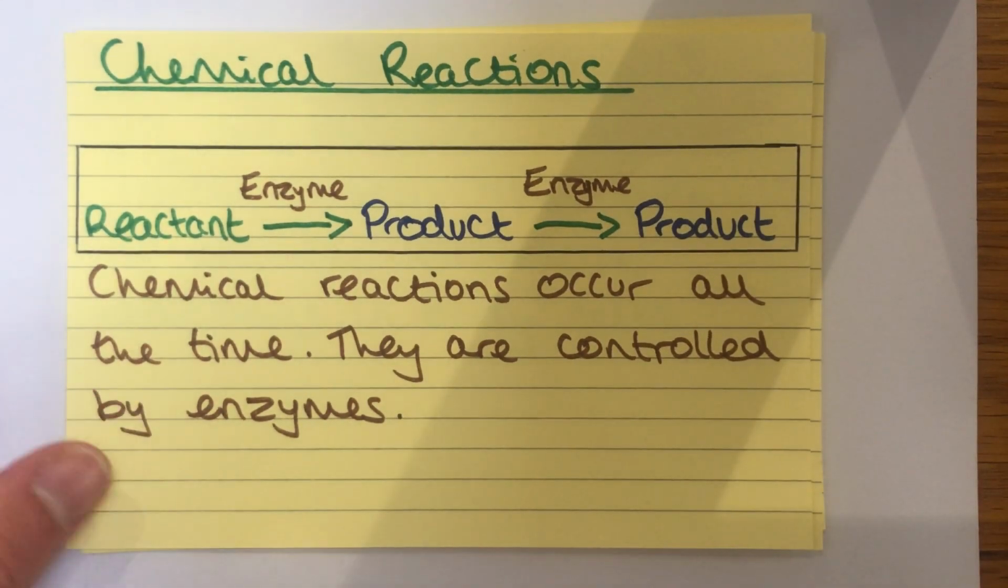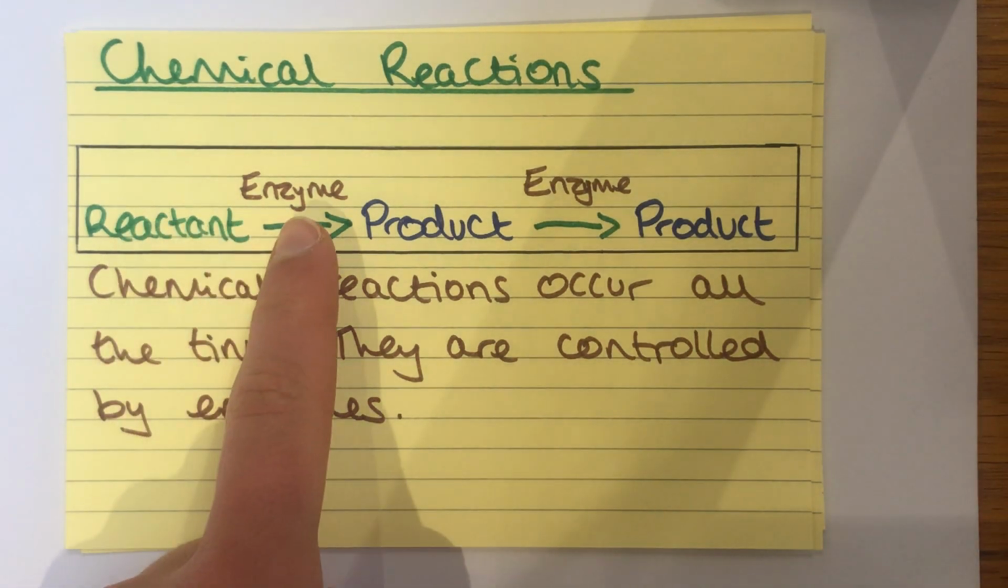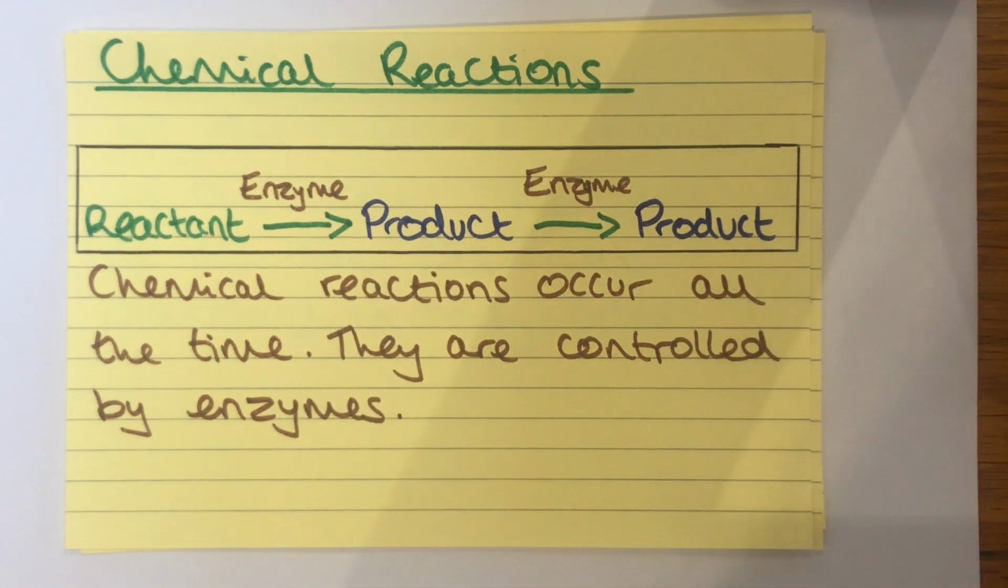Let's have a look at these chemical reactions in a bit closer detail then. Chemical reactions occur all the time in our body, and as we know, they are controlled by enzymes. Enzymes are biological catalysts, so they are made from protein. They speed up reactions, but they're not used up in the reaction. As you can see here, an enzyme is catalysing a reaction to give us our product. Many reactions can link together to form bigger reactions.